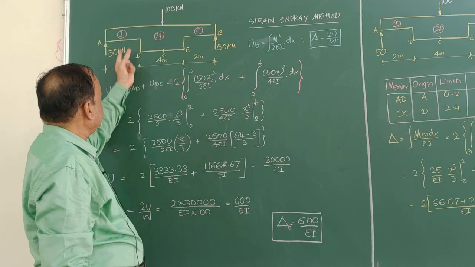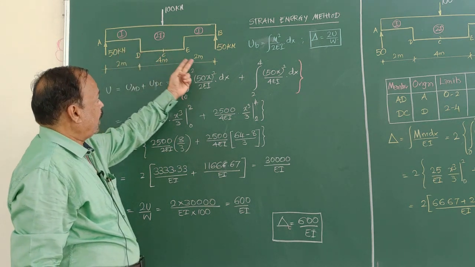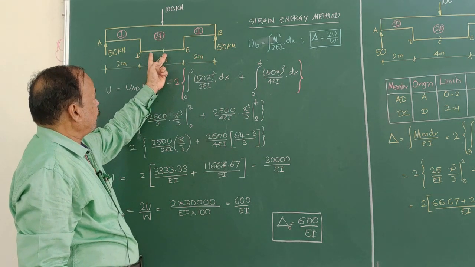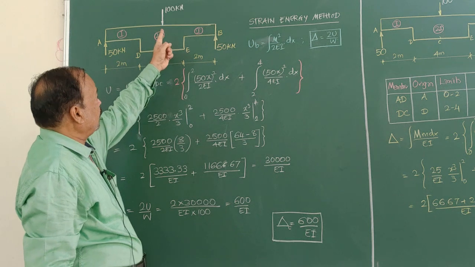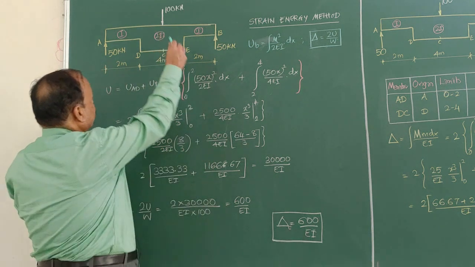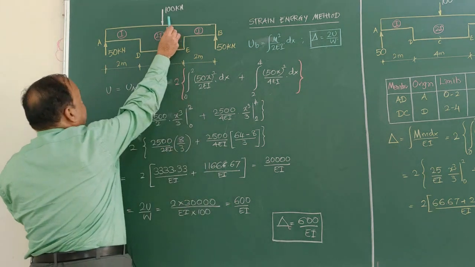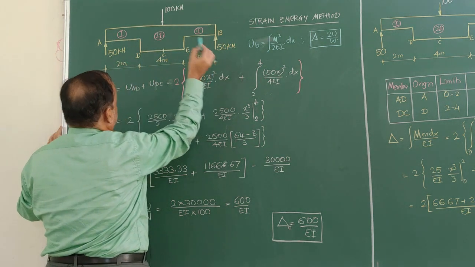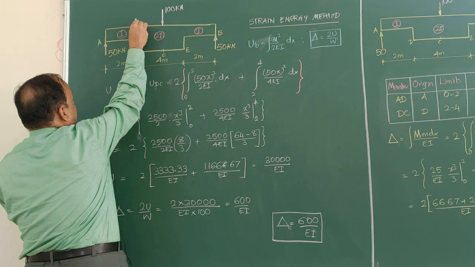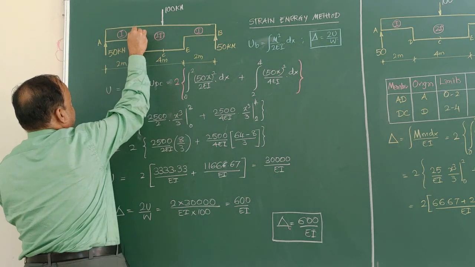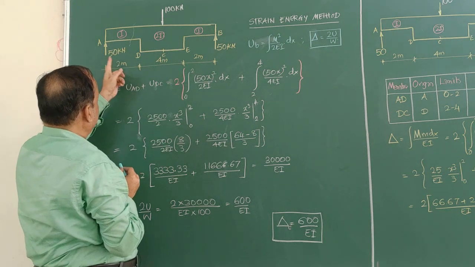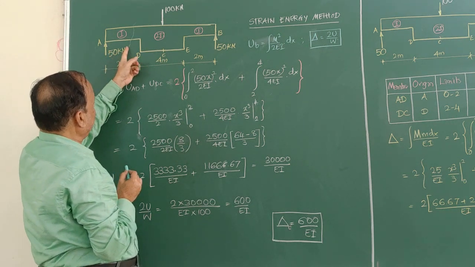First 2 meter it is having moment of inertia I and last 2 meter it is having moment of inertia I, and the central portion is having 2I. The load is 100 kilonewton at the center and the reaction at each support will be 50. So if you want to calculate the moment at any section XX, distance x from the left support, the moment will be 50 into x.